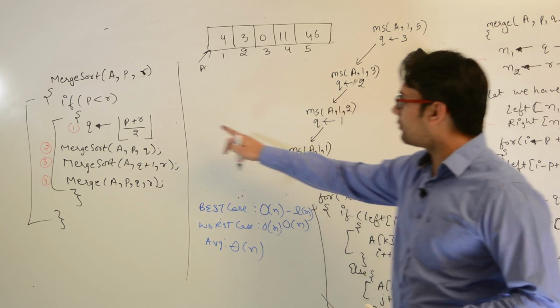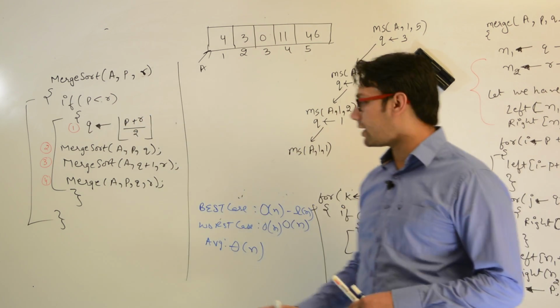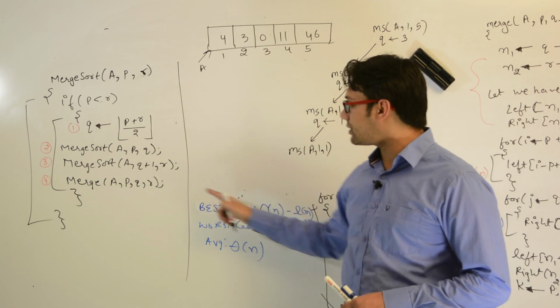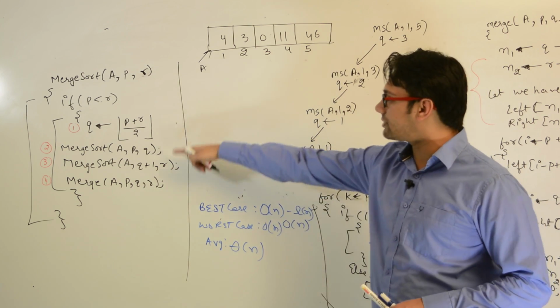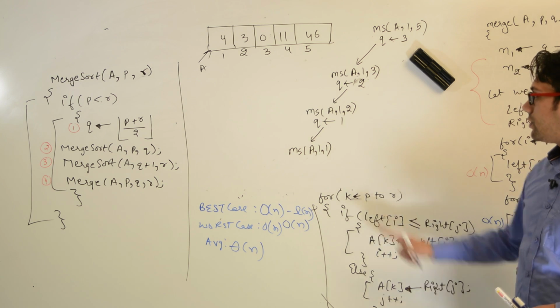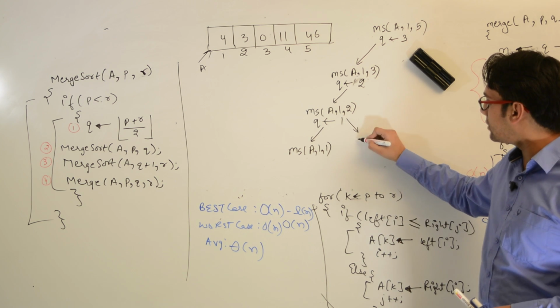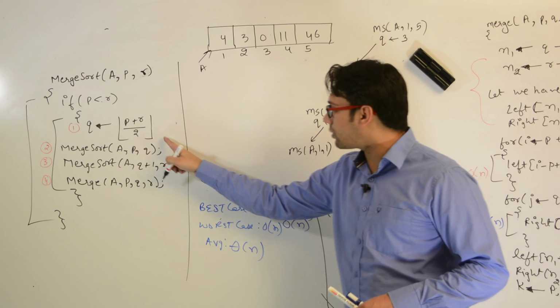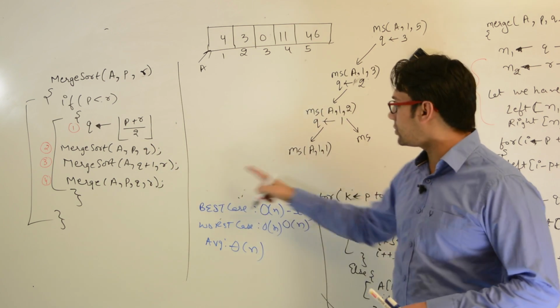So now in this case, if you see, is P less than R? No, P is not less than R. Therefore none of these statements will be executed in this case. We'll go back to the original condition. So here we are going to call again merge sort. This was line number 2 and this was line number 3.